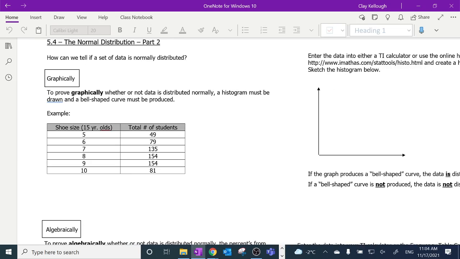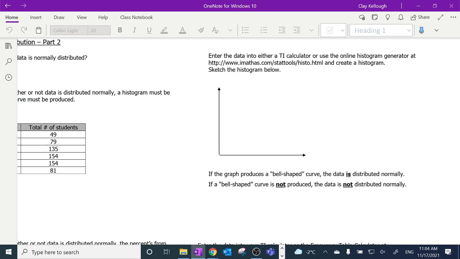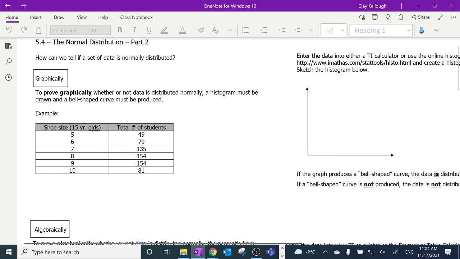Let's start by showing graphically whether or not this is normally distributed. It could be. I noticed just by looking at the frequency table that most of the data is in the middle, and then it trails off to the left and it trails off to the right. So it could be. It's a contender for being normally distributed, but I want to see a graph. So we'll do this two different ways. We'll use the TI calculator and we'll use the histogram generator at imath.com. We'll do the iMath one first.